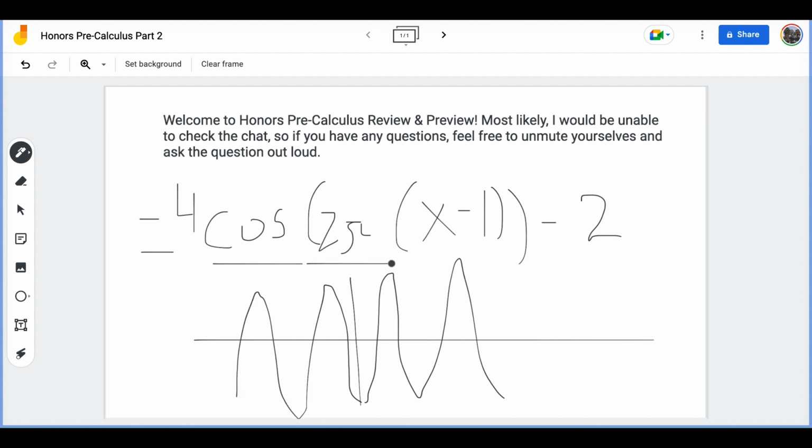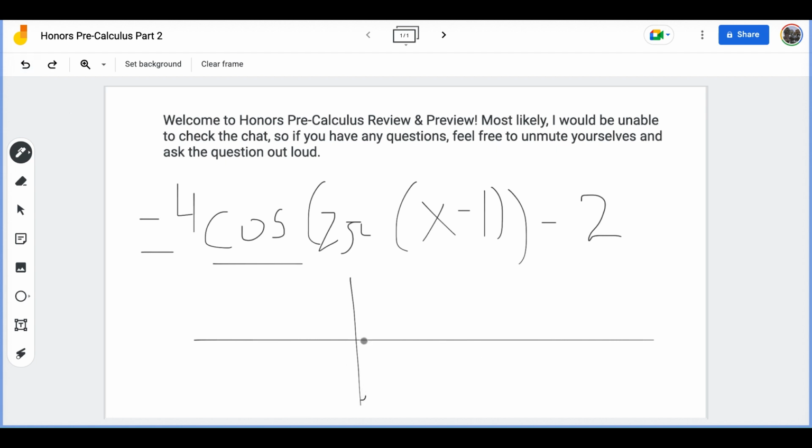The period is 2 pi. Sorry, the b value is 2 pi, and we said the b value is 2 pi over the period, so the period must be 1. So it should actually be even closer together.